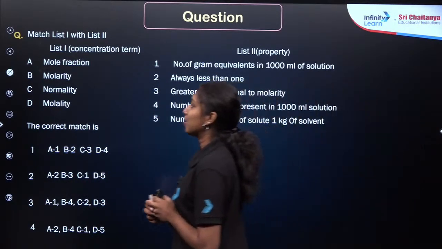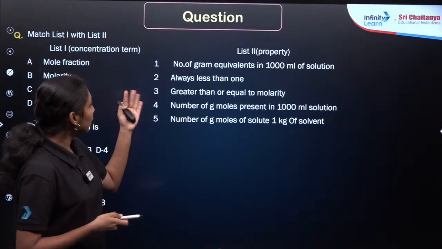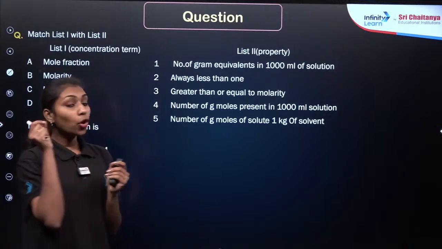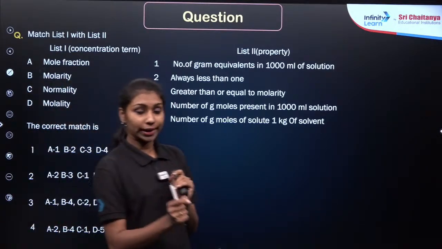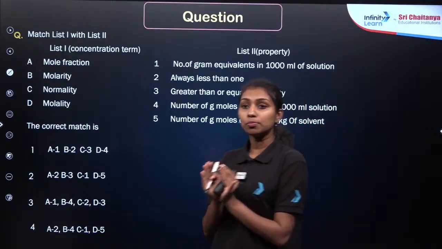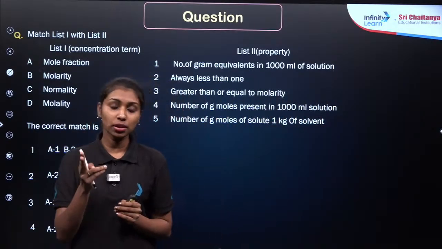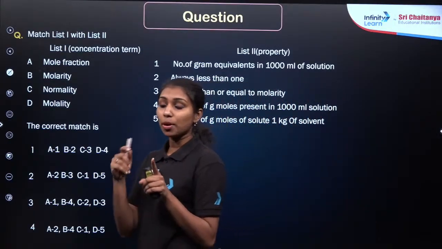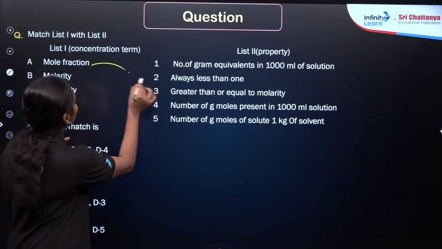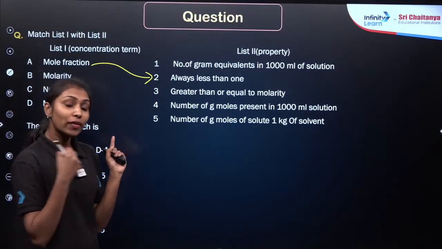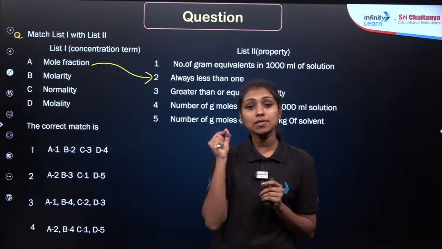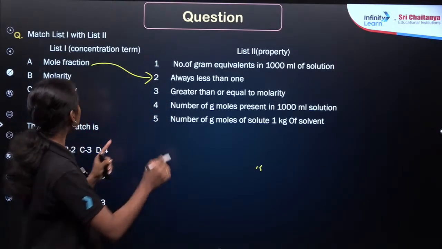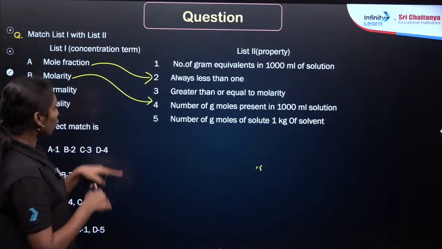Okay. Mole fraction, right? What do you mean by mole fraction? There is no correct definition for the mole fraction given here, so we need to connect with the other options. Mole fraction value is always less than 1. If you take the sum of mole fractions, chi A plus chi B, for two components A and B, the sum should be equal to 1, so each is always less than 1, right? So A goes with 2 here. Then molarity. How can we define molarity? The number of moles of solute present in 1 liter of the solution or 1000 milliliters of the solution, right? So B goes with 4 here.